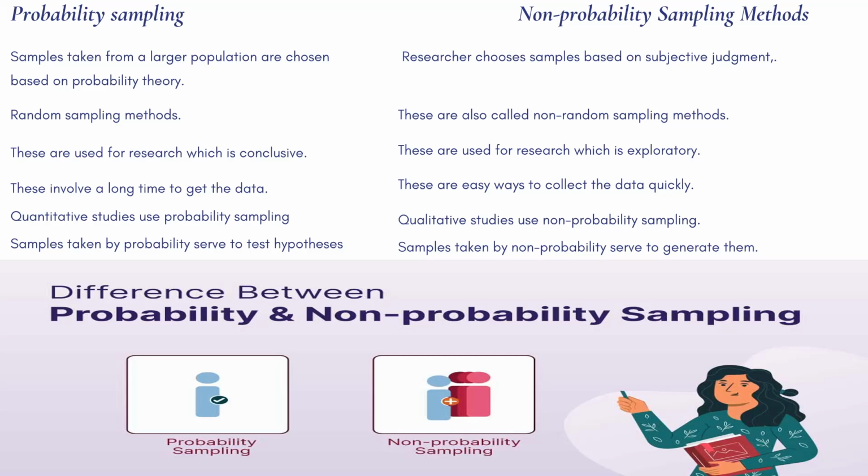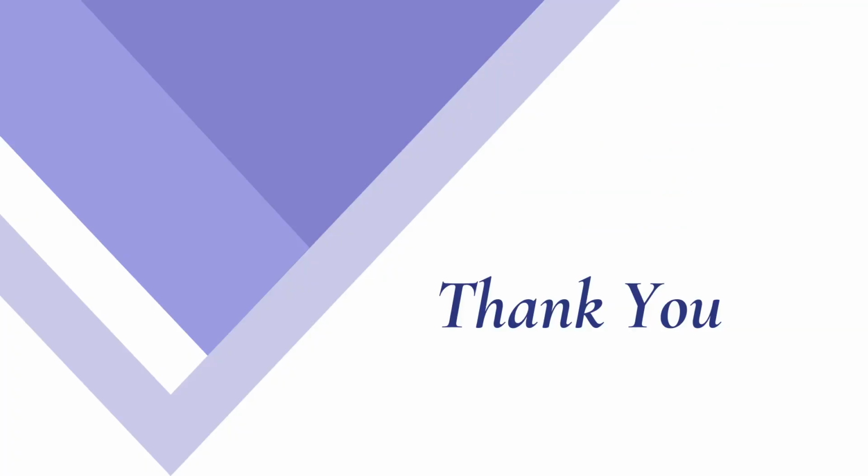In probability sampling, it takes a long time to get the data. In non-probability sampling, there are easy ways to collect the data quickly. In probability sampling, quantitative studies are used. In non-probability sampling, qualitative studies are used. Samples taken by probability sampling serve to test the hypothesis. Samples taken by non-probability sampling serve to generate the hypothesis. So these are the differences between probability and non-probability sampling.